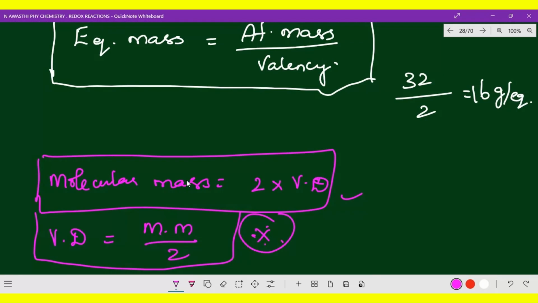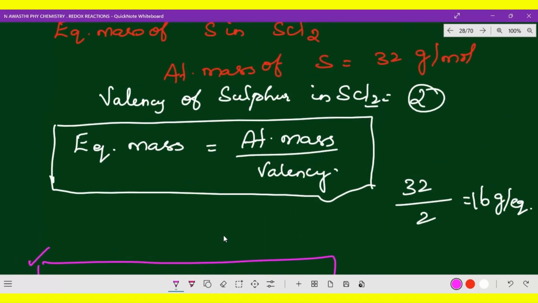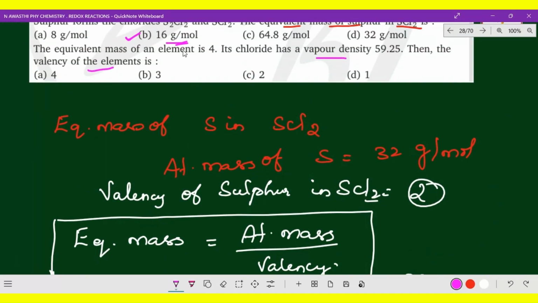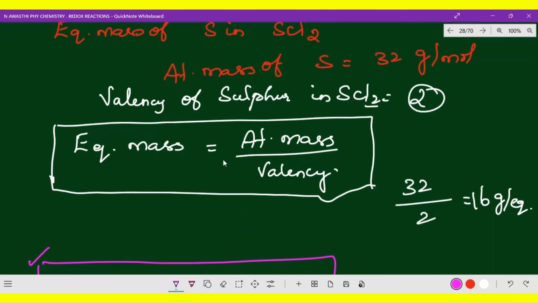Usually when we are going for vapor density, these two formulas they will commonly ask. Molecular mass equal to 2 into vapor density. When we are bringing out vapor density, it is molecular mass by 2. Now in this question, they are asking about equivalent mass. Equivalent mass of the element is 4, and its chloride has the vapor density 59.25. Then the valency of the element. Now they are asking about the valency of the element.